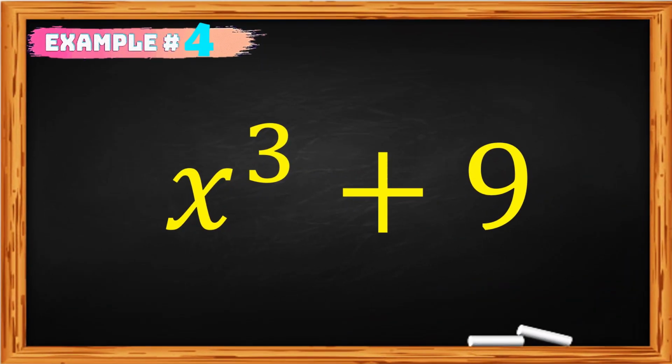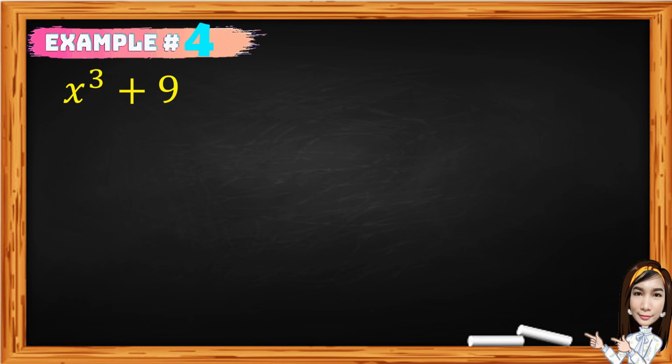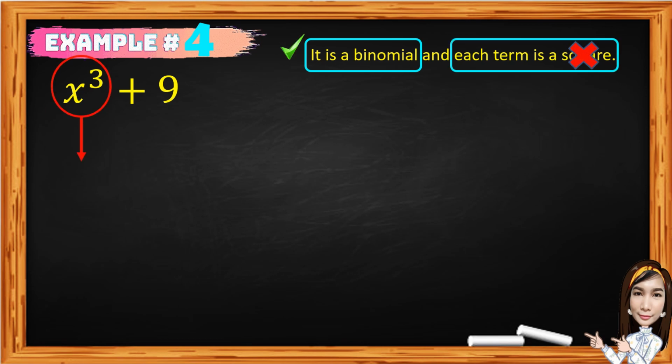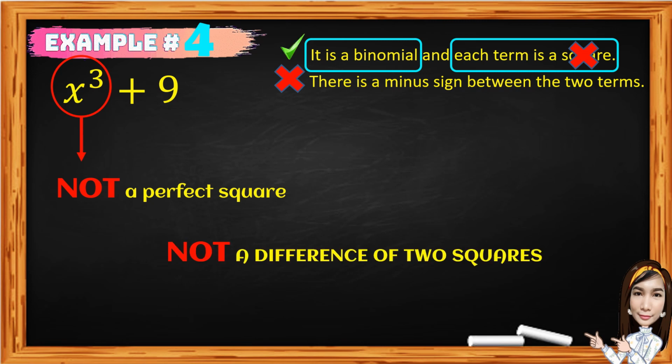And for the last example, we have x cubed plus 9. Now let's see if x cubed plus 9 satisfies our conditions. First, it is a binomial and each term is a square. So it is a binomial, consists of two terms. So it's yes. Each term is a square. So that is no. X cubed, so the exponent is 3, and that is an odd number and not a multiple of 2. So it's not a perfect square. Next, there is a minus sign between the two terms. So as you can see, that is not a minus. So it does not satisfy our condition. Therefore, it's not a difference of two squares, and we cannot factor it.